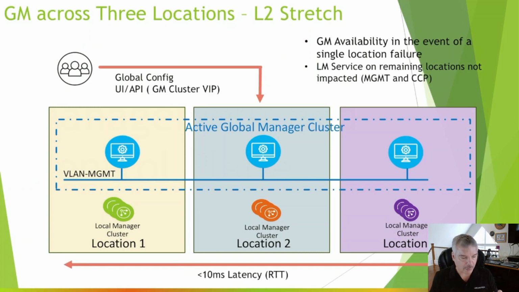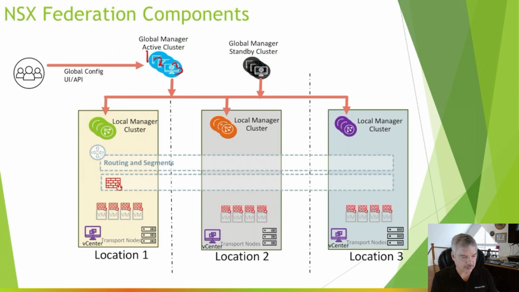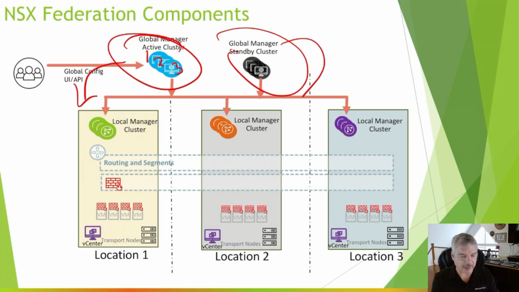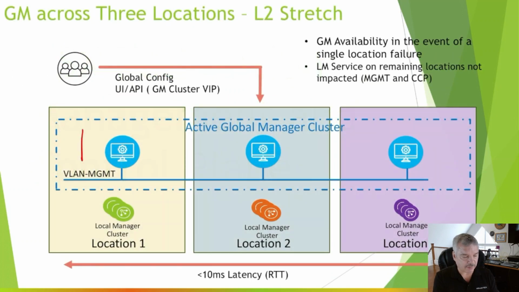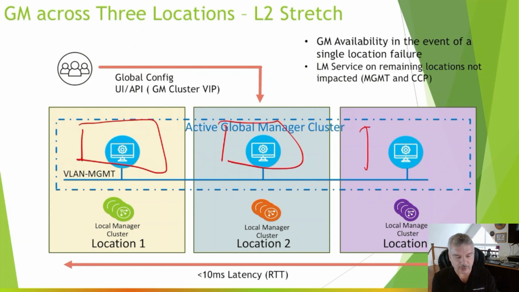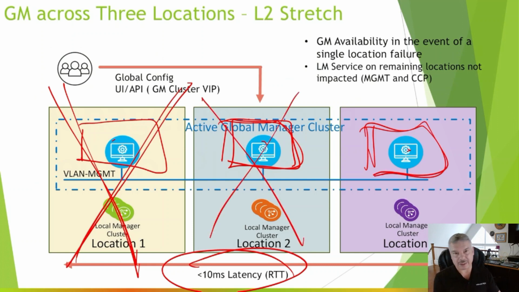So in this example, instead of me doing a global manager that sits at one location and then another standby that sits in another location, I could save a little bit of resources and I could specify my active global manager cluster. I'll deploy 1 at each location as long as, again, I meet that latency requirement. The advantage of this is if I lose a location, my global manager cluster is still functioning. You've got 3 of them. If you lose 2, it's now dead in the water.